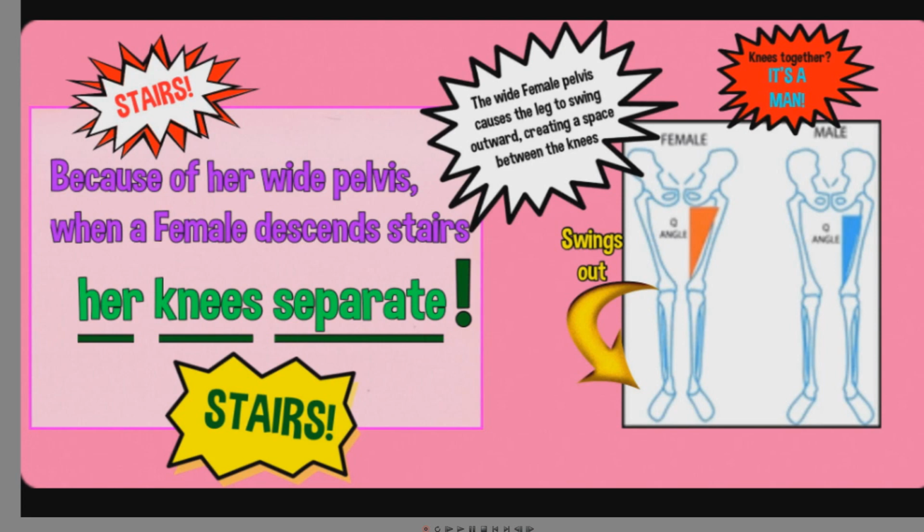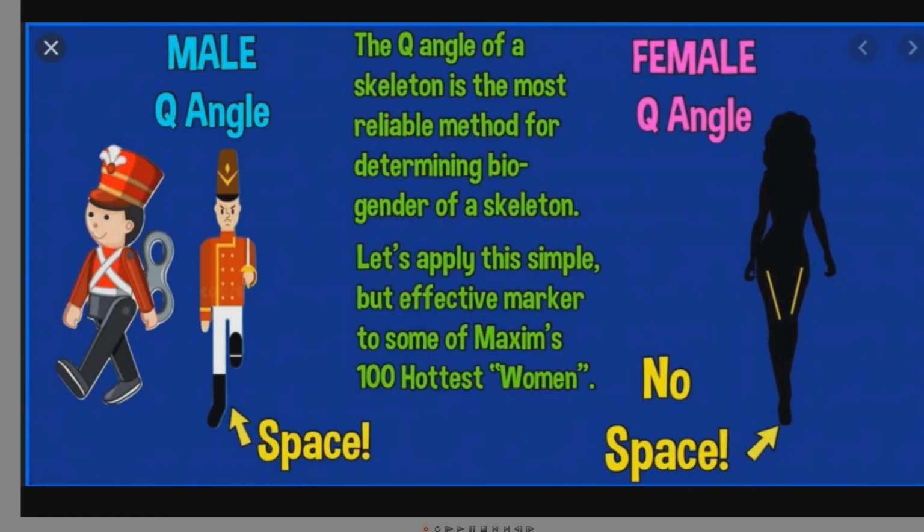Because of a wide pelvis, when a female descends the stairs, her knees separate because of this deeper angle in the femurs, which you can see on Nose's channel. You can see it on mine as well. I've done a gait video and a stair video. So this is the reason for the knees opening. The same is said in cartoons, look.